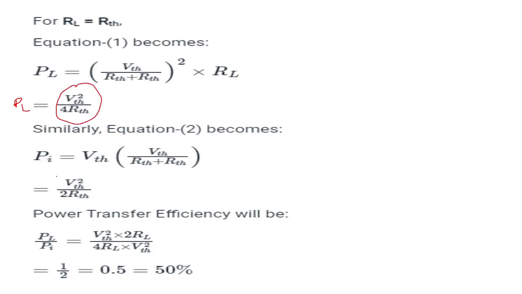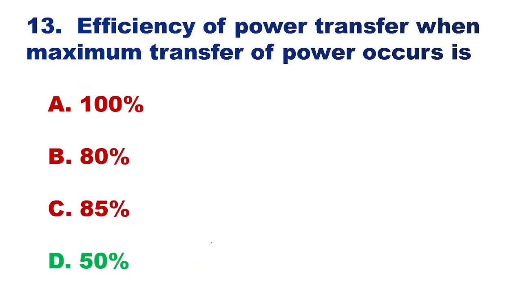Similarly, the equation 2 for PI also becomes VTH square upon 2 RTH. Now, if you take the ratio of efficiency, that is load power upon input power, this will be VTH square upon 4 RTH into 2 RTH upon VTH square. RL will get cancelled, and only 1 upon 2 will remain. 1 upon 2 is nothing but 0.5, and 0.5 is nothing but 50%. So the power efficiency is 50% for maximum power transfer. So here option D, that is 50%, will be the right answer.